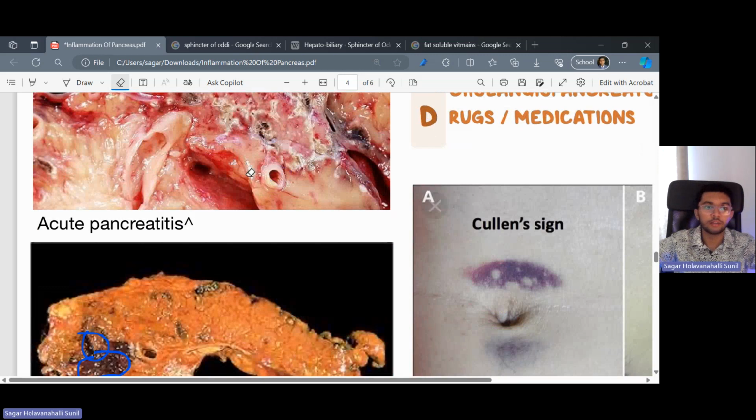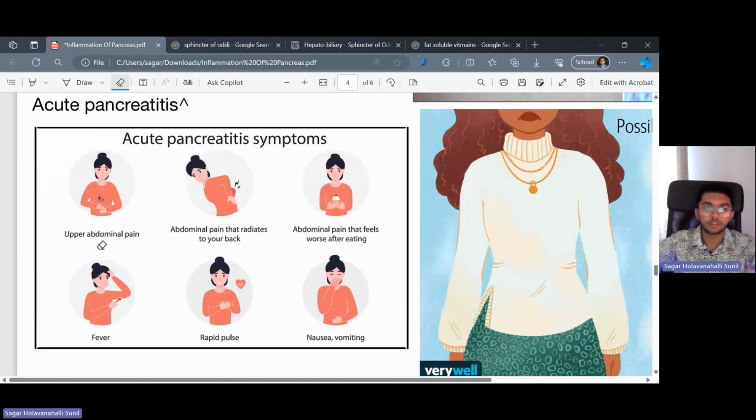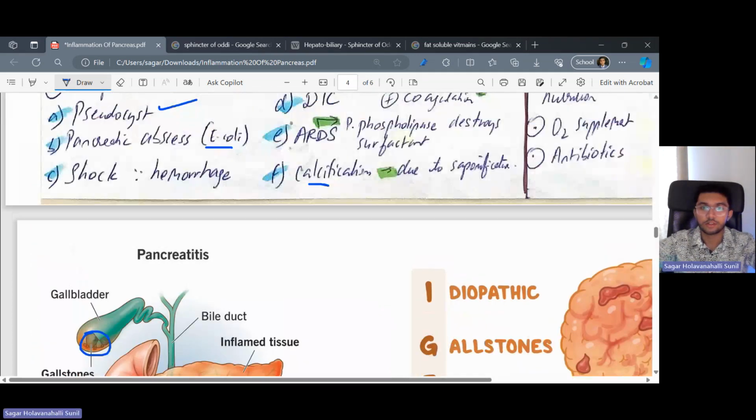Then you can see some symptoms: upper abdominal pain, so epigastric pain, pain that radiates to the back, and pain that feels worse after eating. This is usually because the pancreas is forced to secrete its pancreatic juice after eating. So the constriction of the acini and the movement of fluid through the ducts can all contribute to the pain. There's usually fever, and it can become systemic. There's rapid pulse, and there can be nausea and vomiting for sure.